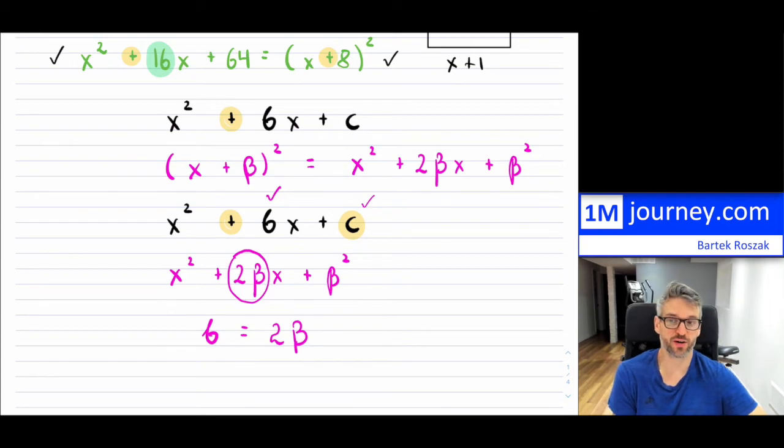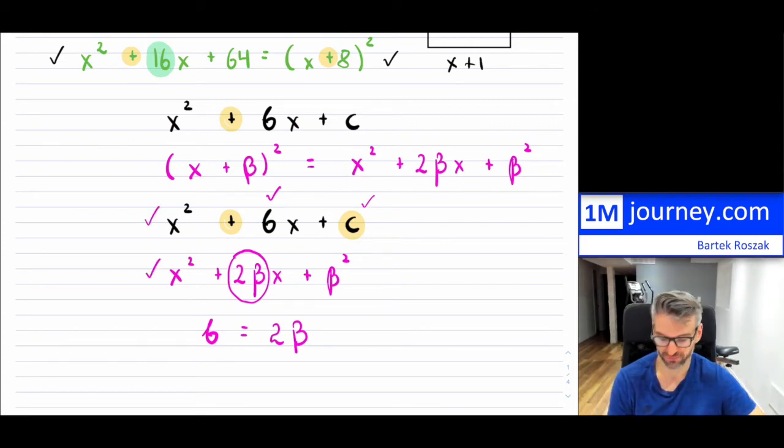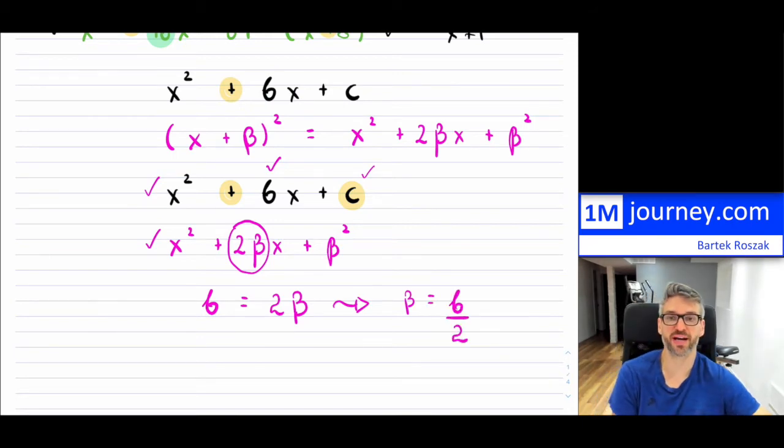And that is just coming from right there because that is the term with the x only. The x squared just has a 1, right? So we have a 1 here and a 1 here, so nothing really to match. Now, if I solve for beta, my beta is going to be equal to just b divided by 2, which shouldn't surprise you because it is perfect squares.